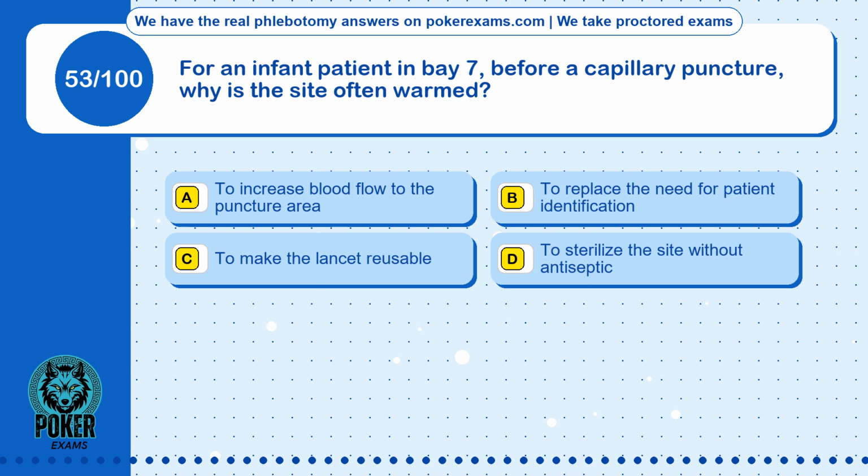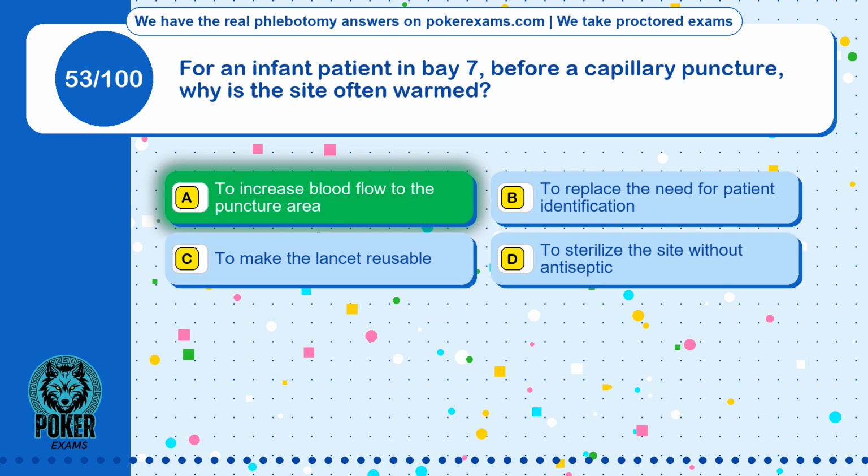Question 53. For an infant patient in Bay 7, before a capillary puncture, why is the site often warmed? Option A, to increase blood flow to the puncture area. Option B, to replace the need for patient identification. Option C, to make the lancet reusable. Option D, to sterilize the site without antiseptic.